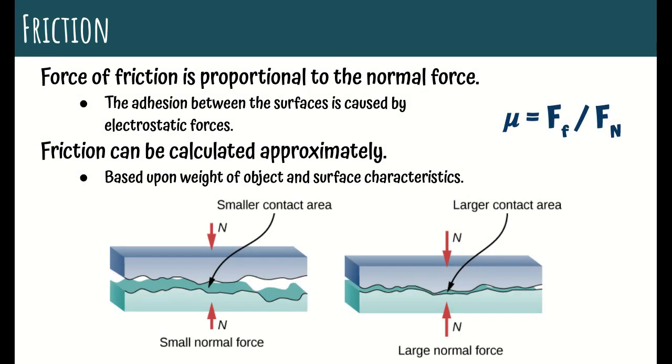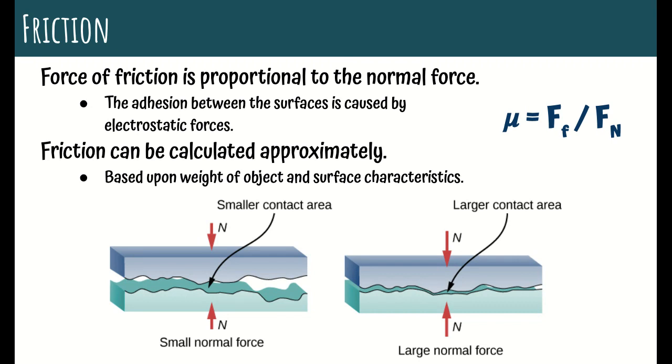The force of friction is going to be proportional to the normal force, which we talked about a little bit earlier with this coefficient of friction. This mu stands for coefficient of friction. Coefficient of friction has no unit on it, so it's just going to be a number value. Whenever you're calculating this, it's always going to be your force of friction divided by your normal force.